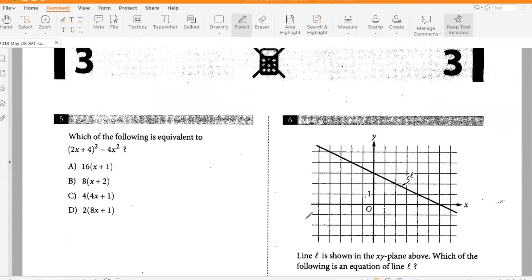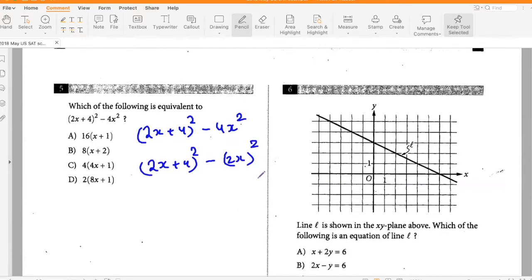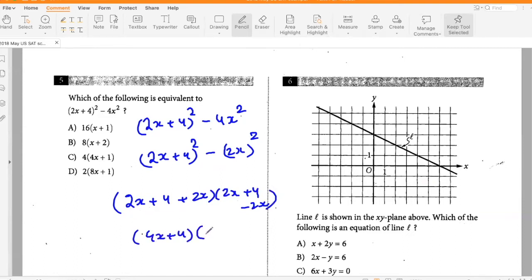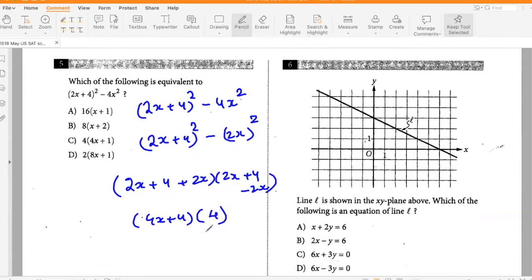Which of the following is equivalent to (2x plus 4) whole squared minus 4x squared? So I can write this as (2x plus 4) whole squared minus (2x) whole squared. And then I can use a squared minus b squared as (a plus b) times (a minus b). So (2x plus 4 plus 2x) times (2x plus 4 minus 2x). So this becomes 4x plus 4 and this just is 4. So if I take 4 common, I get x plus 1 and then 4. So 16 times (x plus 1).